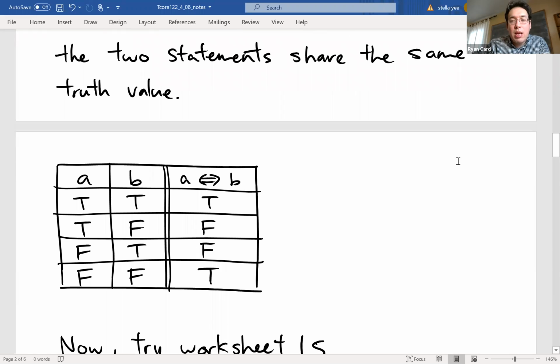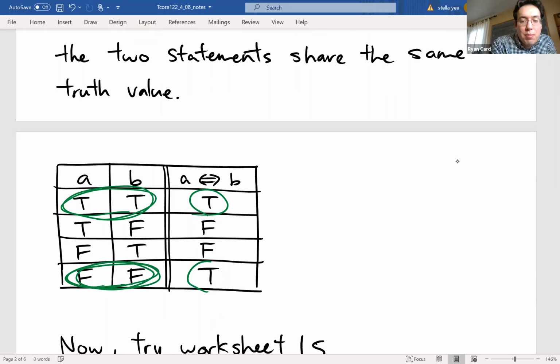Okay, and this is the truth table here. So when T and T agree, it's a true statement. And both F, that's a true statement. If they have the opposite truth value, then it's considered false.